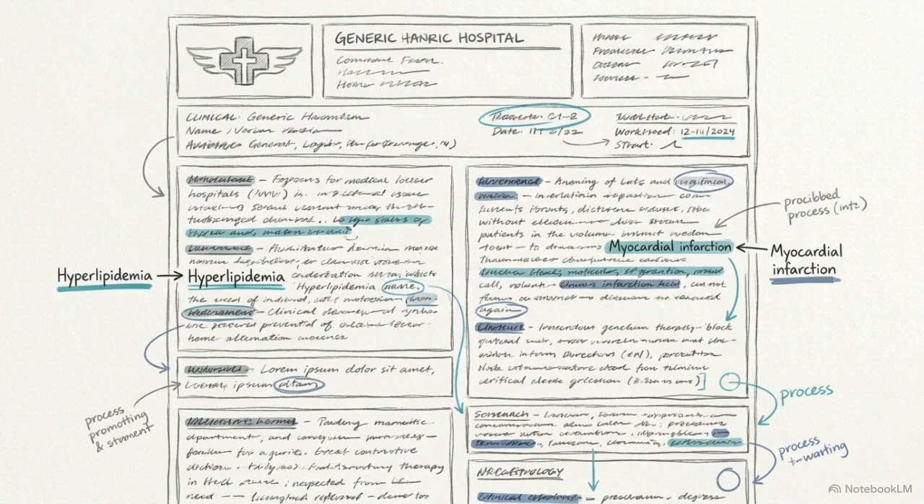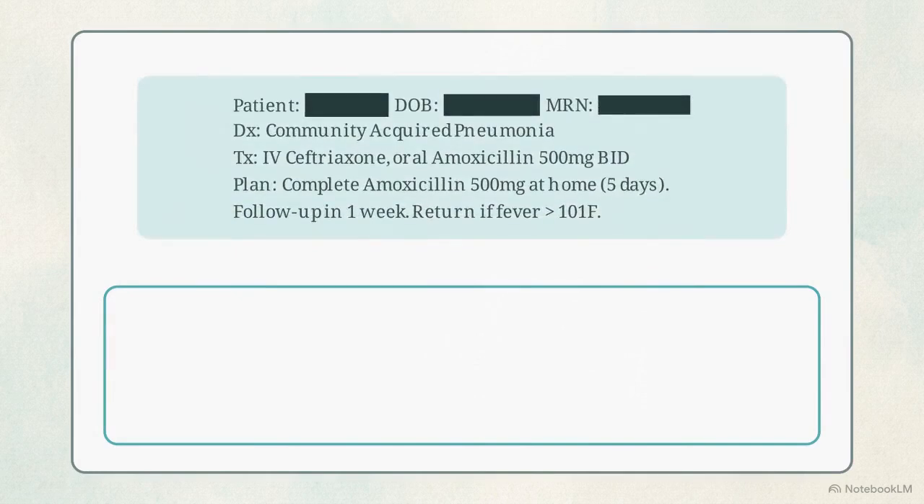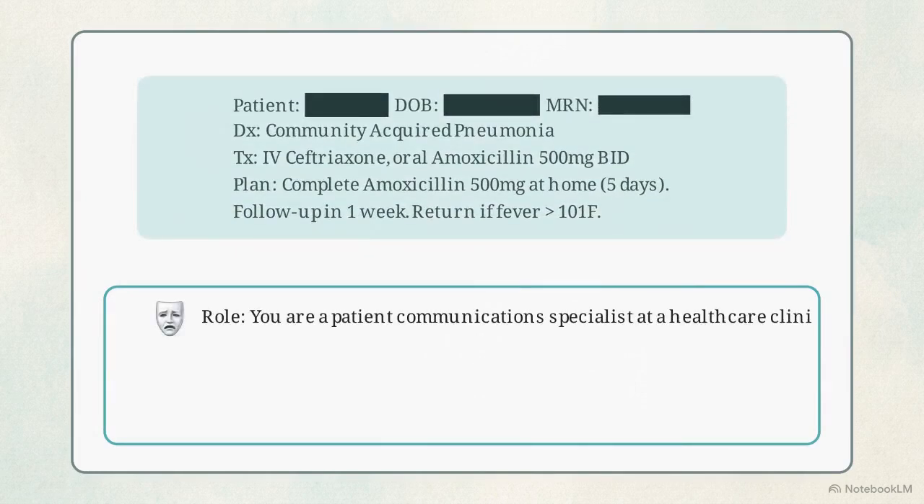This document is a typical discharge summary, dense, technical, and full of jargon that can confuse a patient. To translate it, you start by opening a standard AI chat window and pasting in the clinical text, ensuring you have stripped out all patient identifiers first. Now, we apply the first step of PrEP by defining the AI's persona. You are a patient communications specialist.